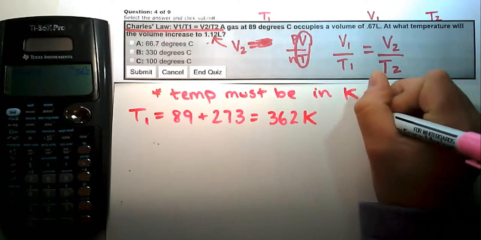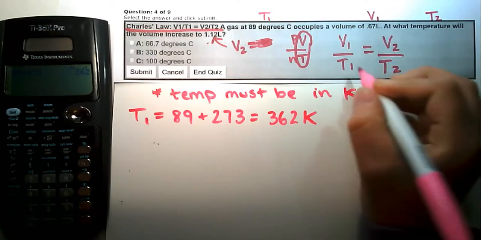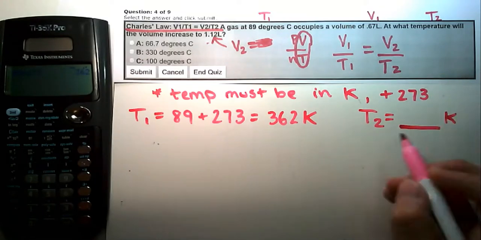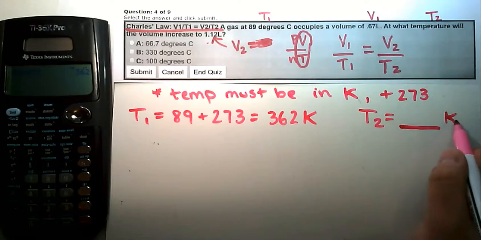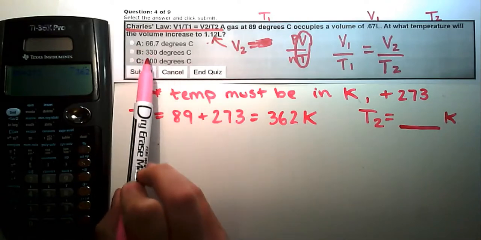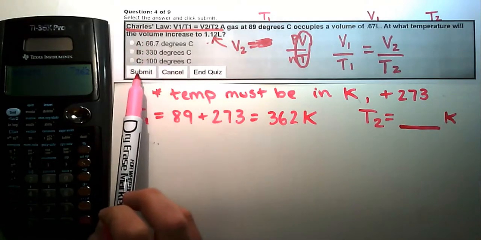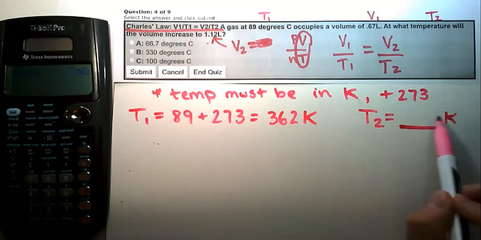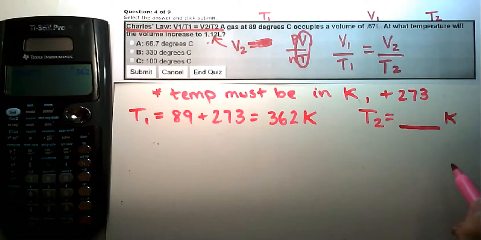When our T2 value comes out of this equation, it's also going to be in Kelvin. So when we get our value of T2, I'm going to put blank Kelvin to remind us that it is on the Kelvin scale. Notice that our answer choices here are not in the Kelvin scale. So when we get T2 in Kelvin, we'll have to subtract 273 to get it back to Celsius. But we're getting a little ahead of ourselves here.